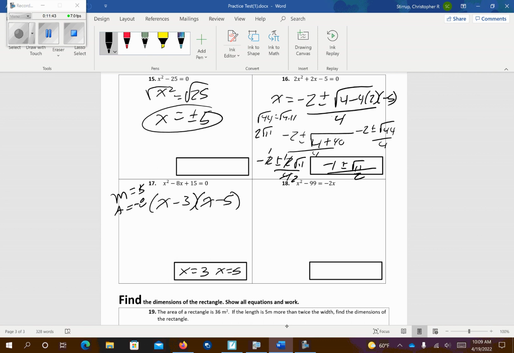Number 18, I'm going to add 2x to both sides. So I get plus 2x minus 99 equals 0. And I think we can do this the quick way. One's going to be positive, one's going to be negative.